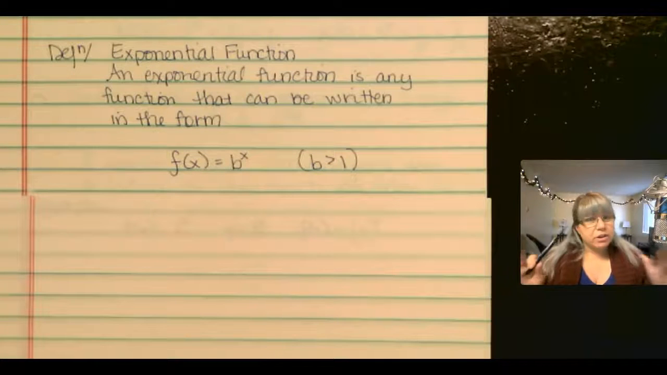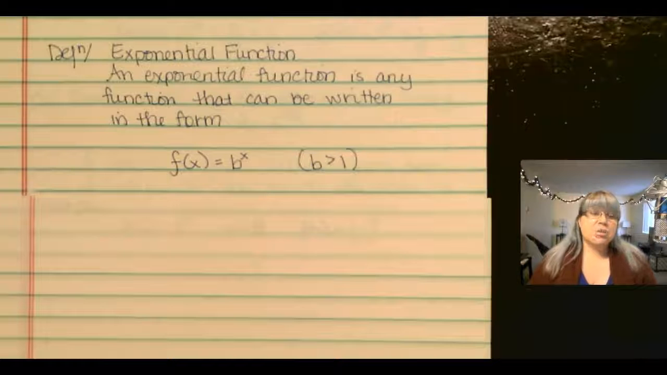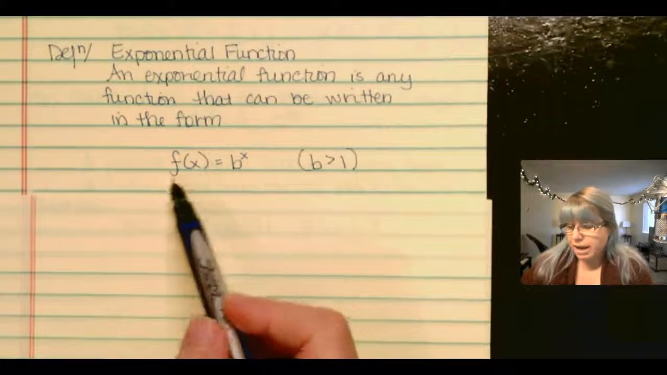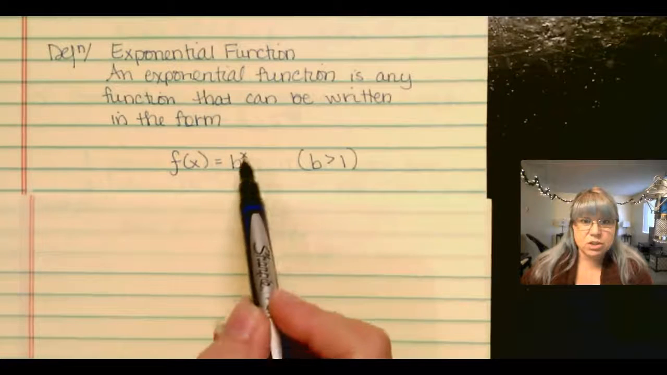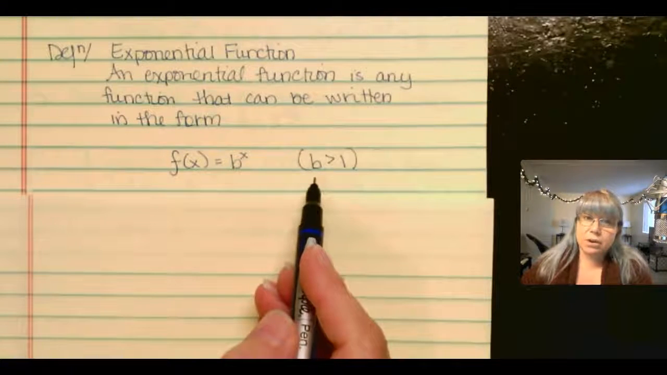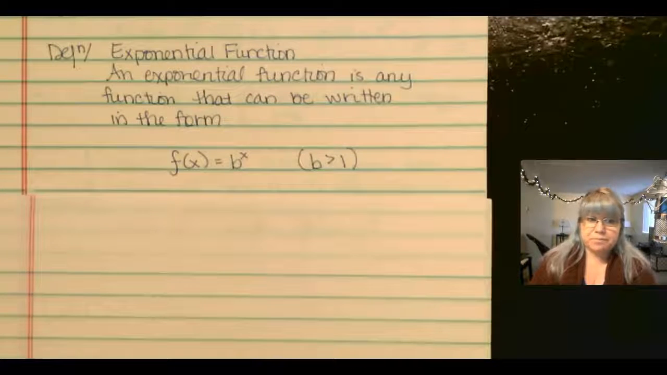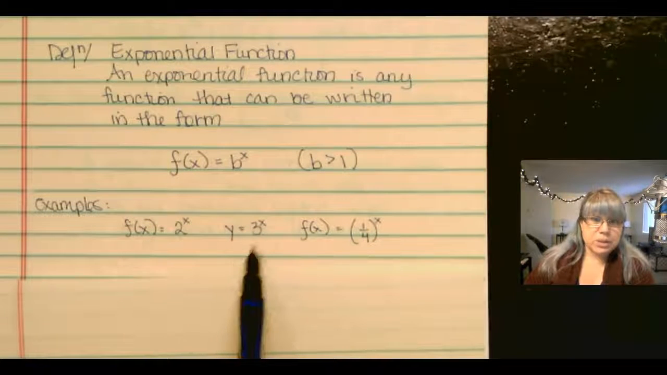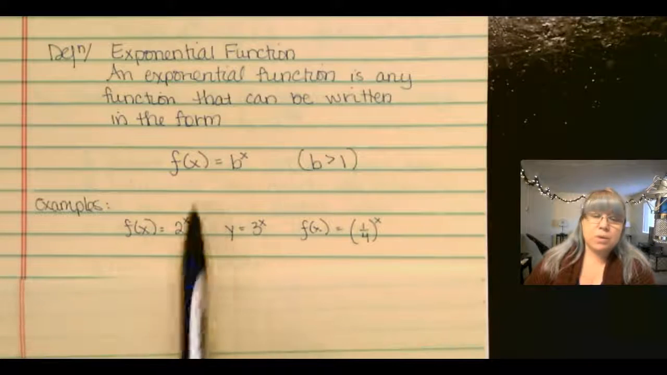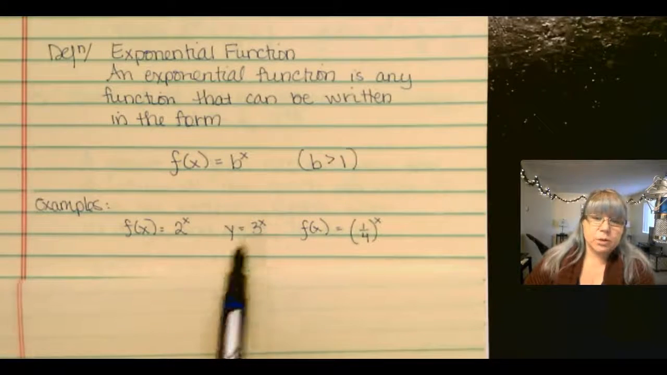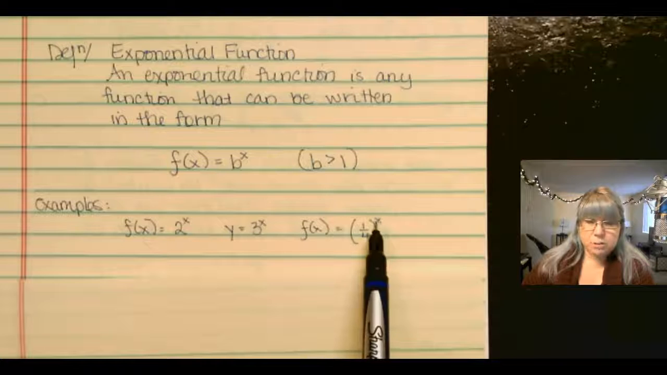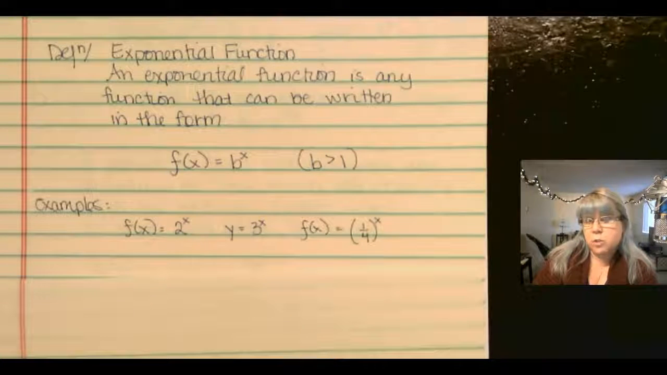So we do have a definition. We've already seen that 2/3 to the n is an exponential function, meaning that an exponential function is any function that can be written in this form, where f of x, the function, equals b to the x. b must be greater than 1. Here are some examples. f of x equals 2 to the x. y equals 3 to the x. And you're saying, well, how can it be y? Well, we can say that f of x equals y, so we're okay with y. Or f of x equals 1/4 to the x. All of them are to the power of x, so they are in exponential form.